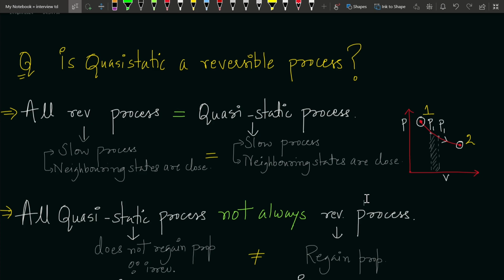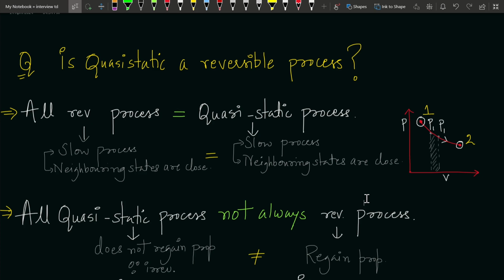Quasi-static is an almost stationary process. That means it is a slow process in which two neighboring states are almost in equilibrium with each other. Okay, so what is reversible? A reversible process is one that can proceed in the reverse direction, then we say it is a reversible process.